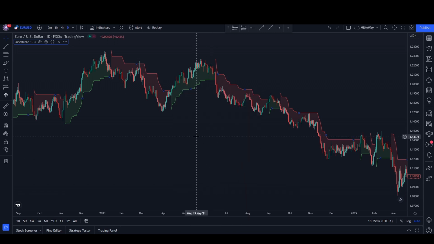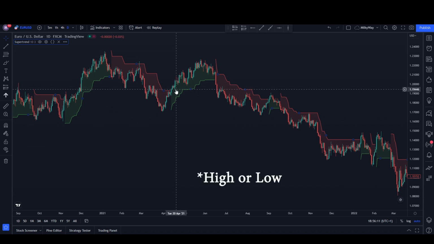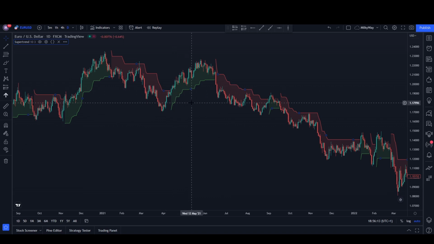So the strategy is we go long when the price breaks the last red level. So we would go long after this candle, and we go short when the price breaks the last green level. We would go short right here. You place the stop loss at basically the day before's open price. So let me show you a few examples, and then we'll go straight into the backtest.